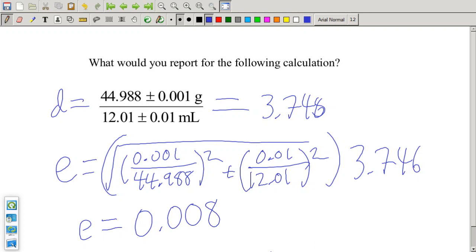0.008. Okay. Sounds good. And so that's what we would report for our density. Okay, we have the density measurement with the absolute error. Now, sometimes all you have to do is look at relative errors. You don't have to look at absolute errors.